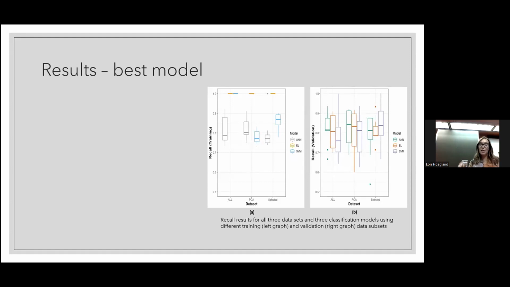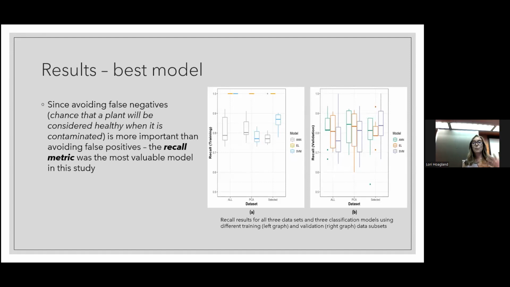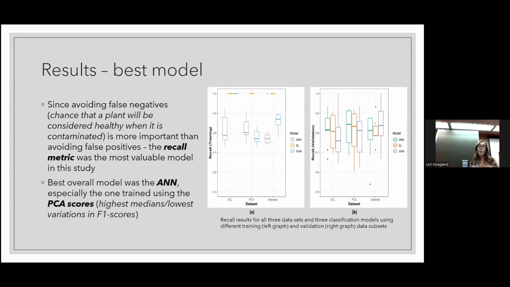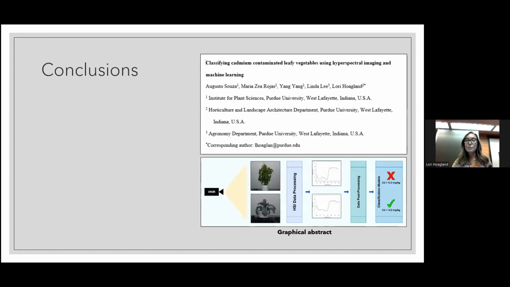So for the best model, we decided that focusing on false negatives, which is the chance that a plant will be considered healthy when it's actually contaminated, is more important than false positives. And so the recall metric was the most valuable in evaluating our data sets. And the best overall model was the artificial neural networks, especially the one trained using principal component analysis.